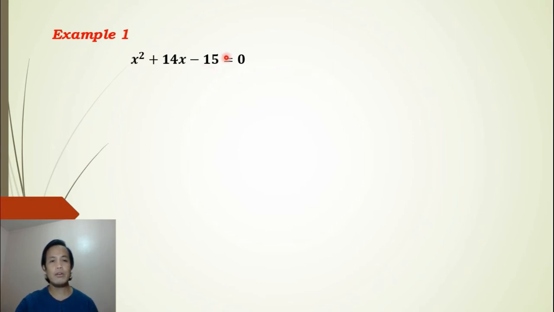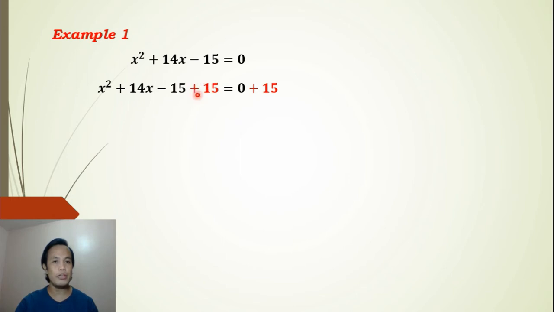So how do we isolate this constant? Of course, since this is negative, we have to use addition property of equality so that this will be cancelled out and this will be transferred to the right side of the equation. So the equation becomes, we copy the first term, which is x squared. We copy the second term, which is plus 14x. And this is minus 15, of course. Since this is minus 15, we use addition property of equality. So we add 15 at this side of the equation so that we can cancel this out.